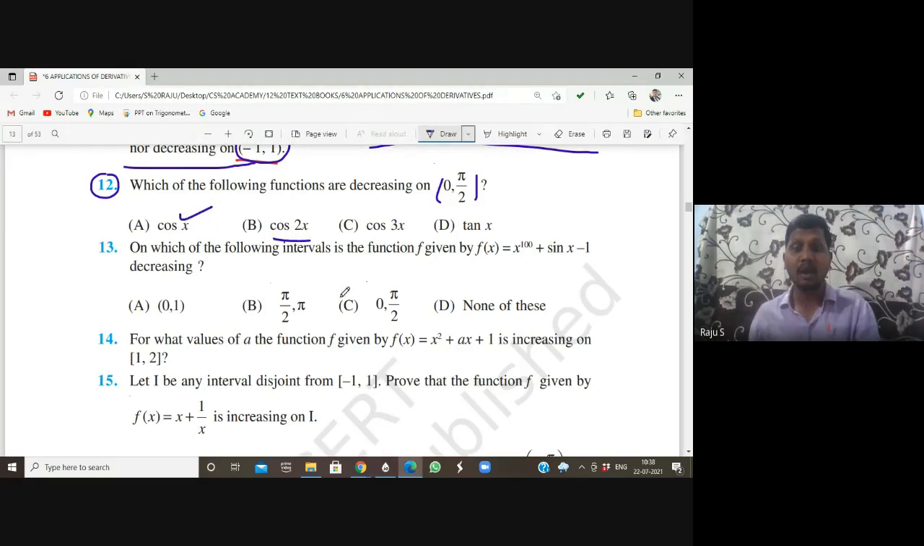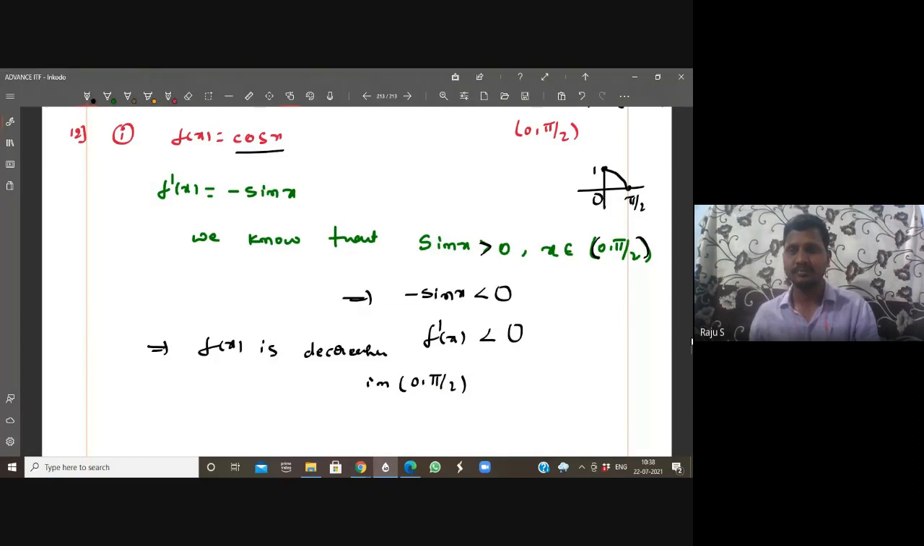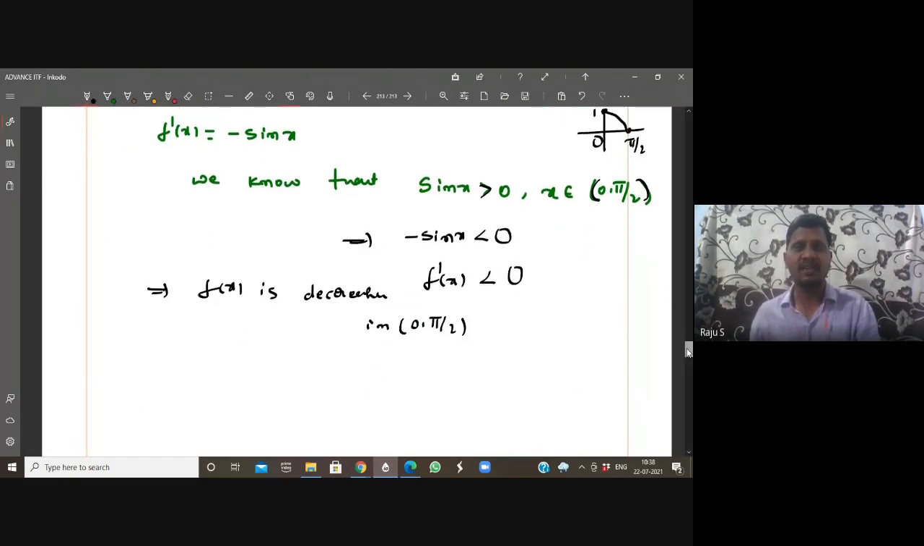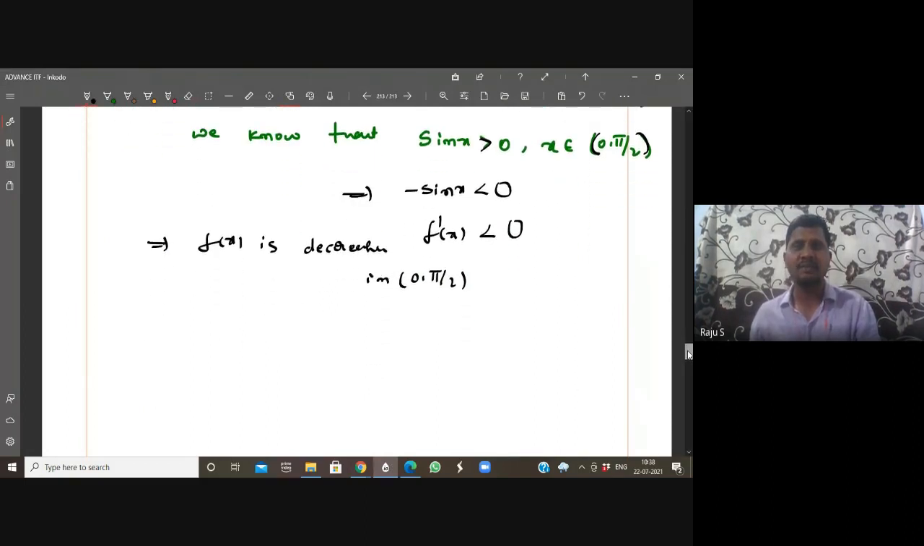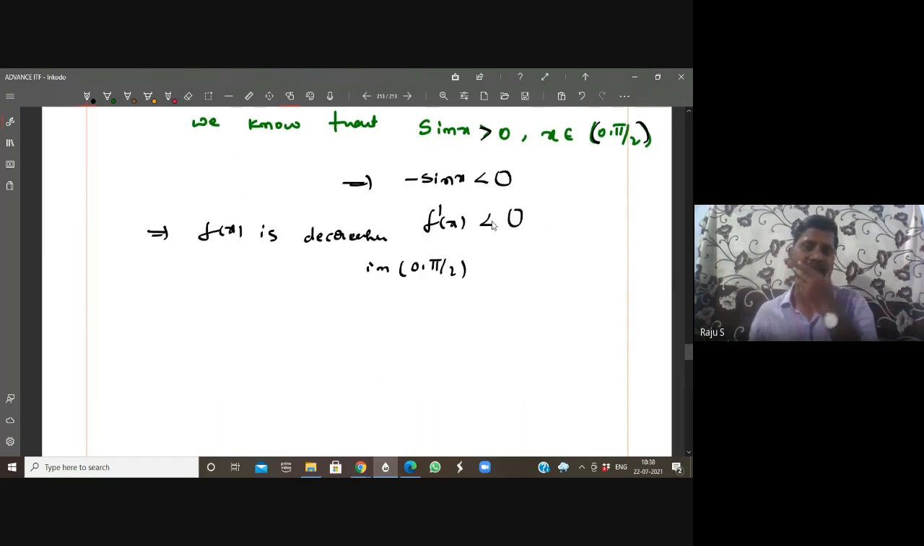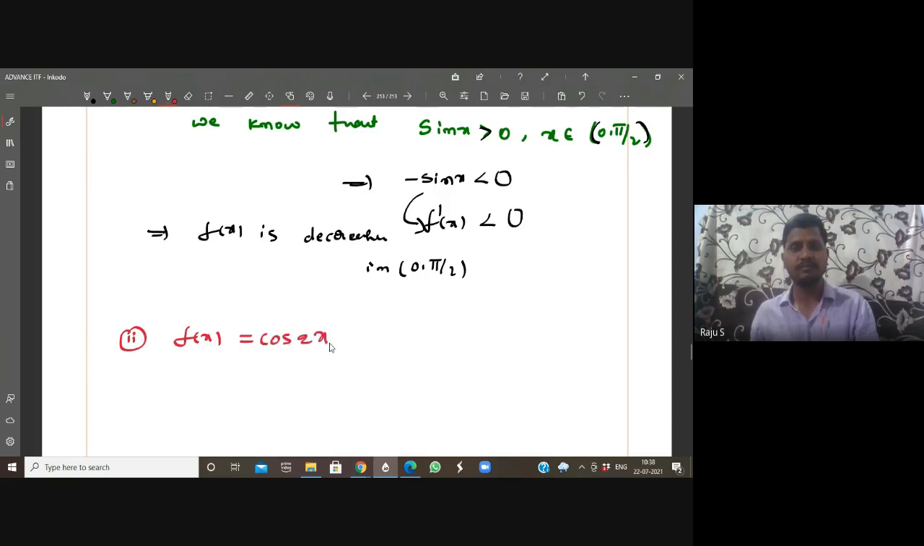Second, cos 2x is there. First one, is that clear? I differentiated. We know that sin x is greater than 0, minus sin x is lesser than 0; minus sin x means f dash of x. Second subdivision is also cos, but here cos 2x. Now, see students, find f dash of x: minus 2 sin 2x. Am I right?